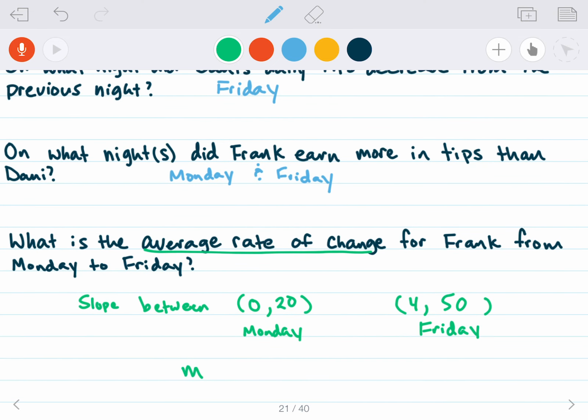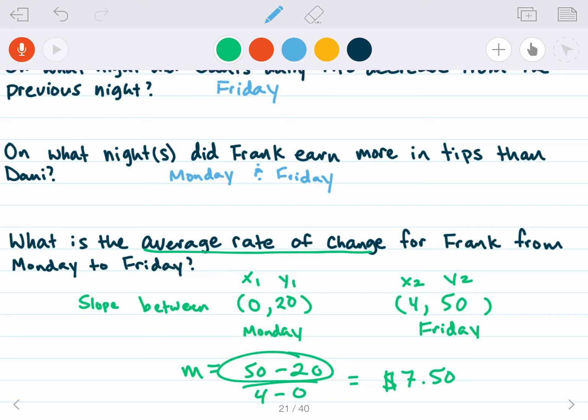And so the rate of change is the slope between these two points. I can call this one x1, y1, and this one x2, y2. And so I have y2 minus y1 divided by x2 minus x1. And when I get that, I get $7.50, because that's my y unit, per night. That's my x unit. So this right here is my average rate of change.